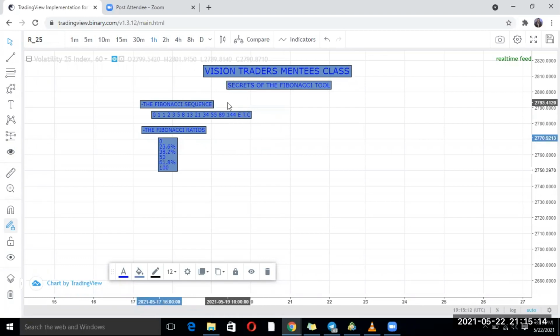Now, how did he get these ratios from this sequence of numbers? It's very, very easy. We all know, from what most mentors have shared with us, that the 61.8% is the critical level of our Fibonacci retracement, right? Am I right?